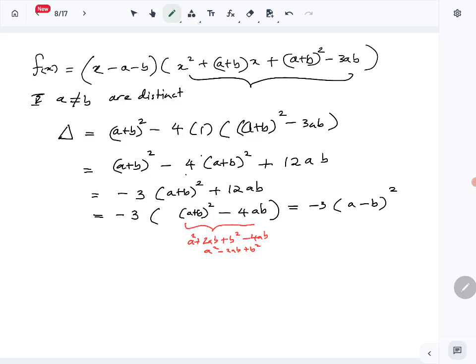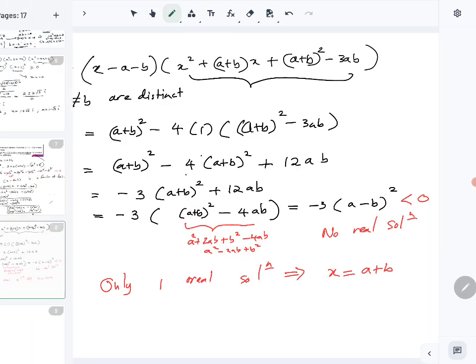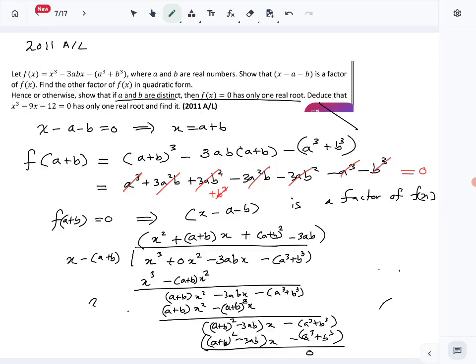That means the square part is always positive, and because of the negative sign, this is always negative. That means no real solutions for the quadratic part. Only real solution comes from where? From the x − (a + b) factor. So only one real solution, which is x = a + b. Right. So we have shown that if a and b are distinct, only one real solution.